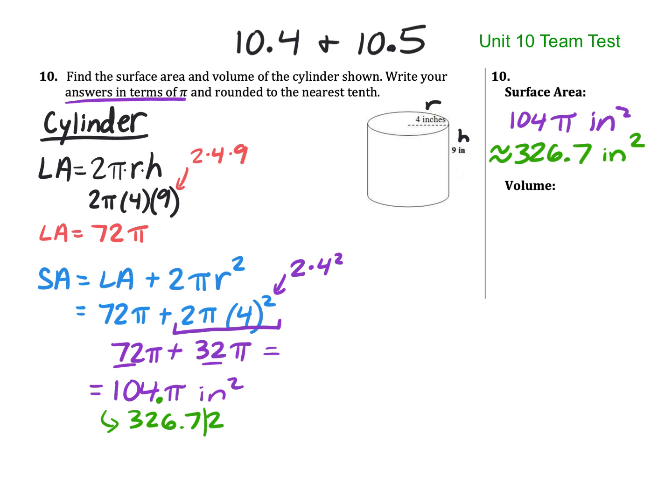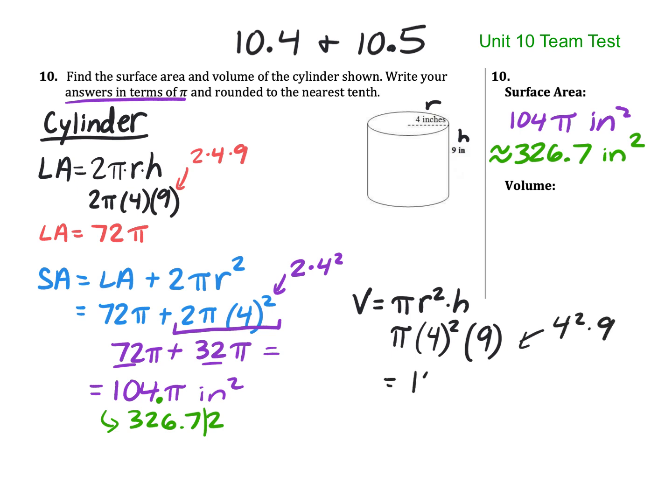Let's go ahead and calculate our volume. The volume of a cylinder is found by taking pi r squared times height. Here, the radius is 4, so pi times 4 squared times 9. Again, you can take your calculator and type 4 squared times 9. That's 144. So our exact volume is 144 pi cubic inches.